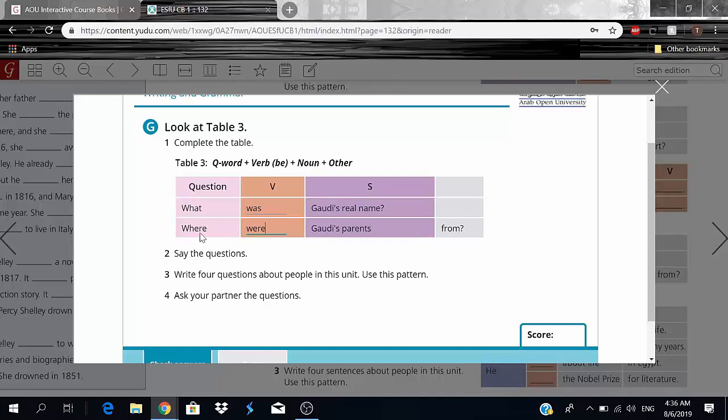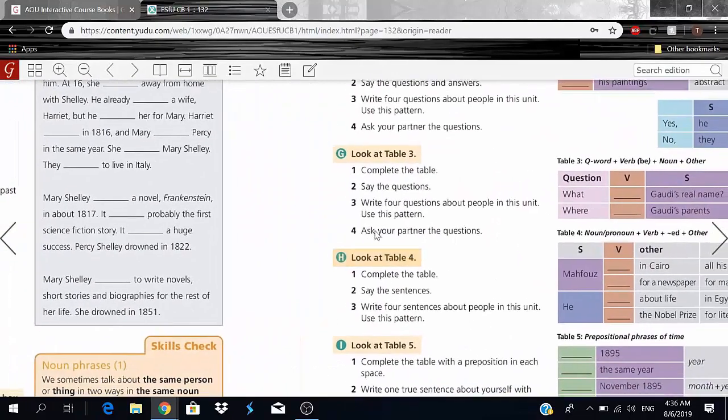Obviously, don't make the same mistake as some people. We have two wheres here. One is a question word. Always remember this: the one that has an H in it is a question word, and this one is just a verb. Okay? Now let's move on. Exercise H.